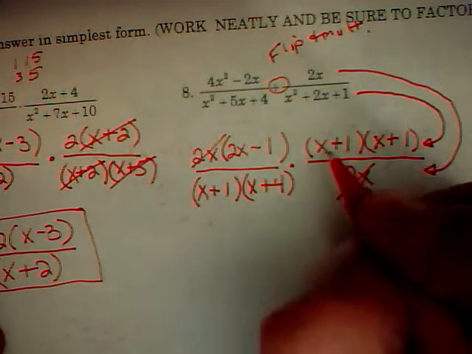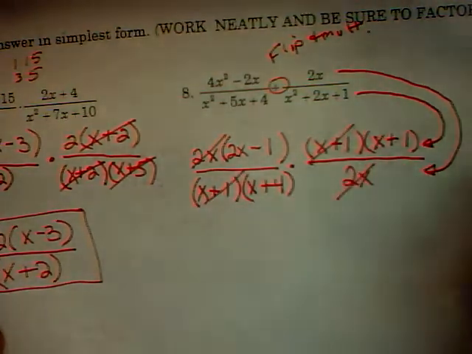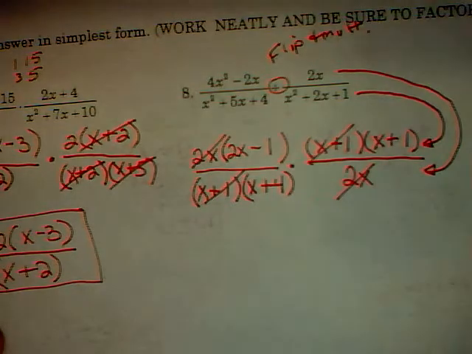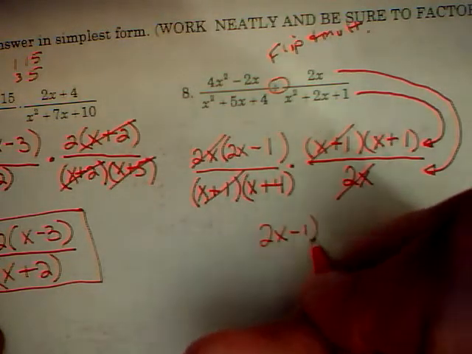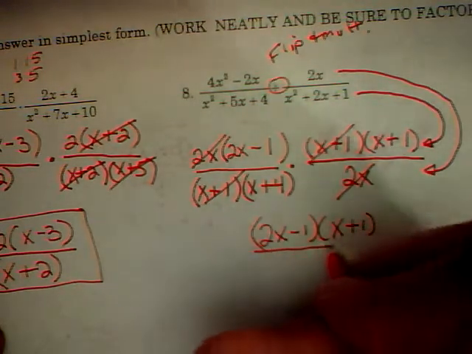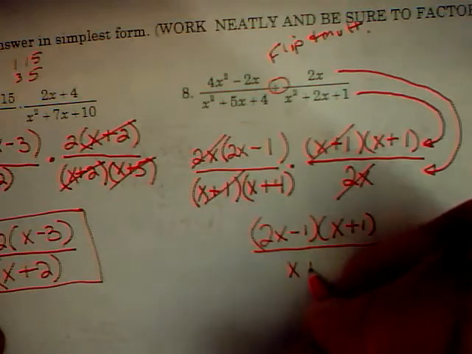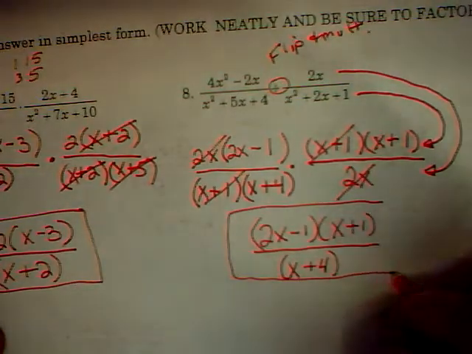There is not. Is there an x plus 1 in the denominator? There is. Is there a second one? There does not appear to be. So in the numerator, we've got 2x minus 1 and an x plus 1. And then in your denominator, we have an x plus 4. And that'll be your final answer on number 8.